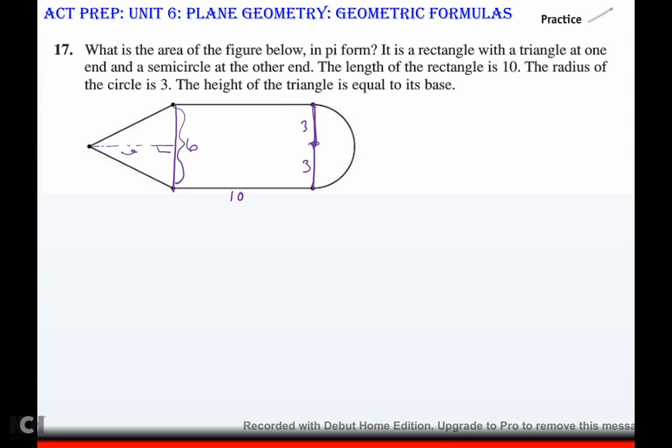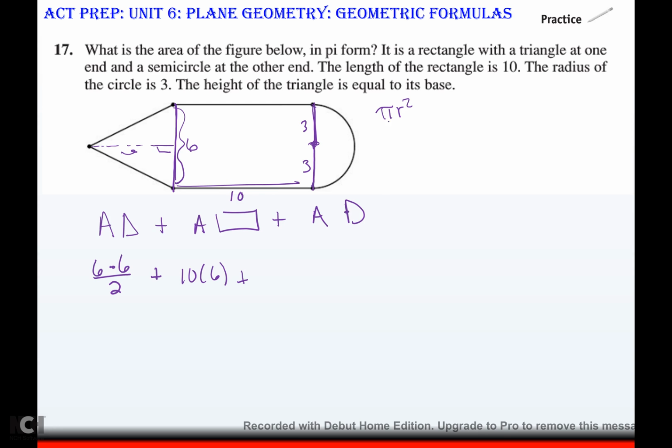Okay? So what I need to do is find the area of my triangle and add it to the area of my rectangle and add it to the area of my semicircle. Alright, well my triangle is going to be base times height divided by 2. My rectangle is going to be length times width, so that's going to be 10 times 6. And my semicircle, that's going to be pi r squared, that's a circle, half of it divided by 2, is going to be pi times 3 squared over 2.